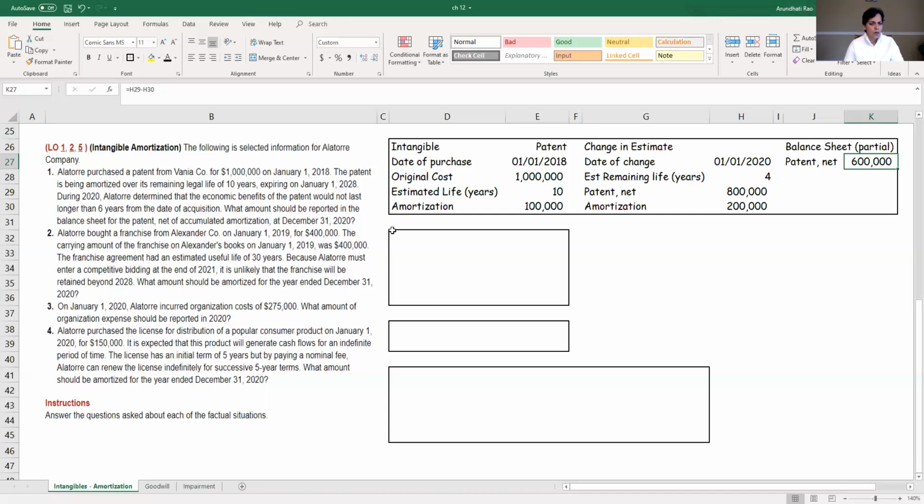So in this case, let's start out with some basic information. What's the intangible we have acquired over here? It's a franchise. What's the date of purchase?